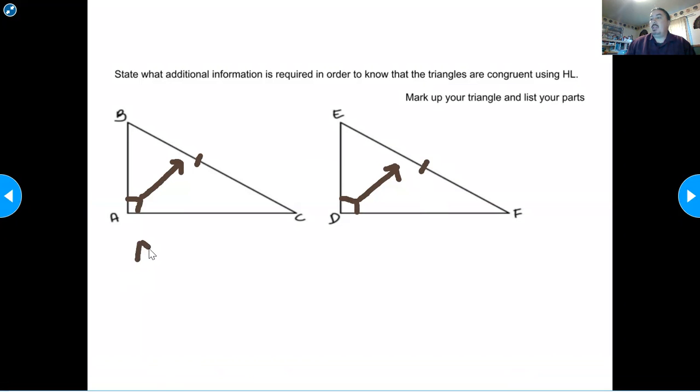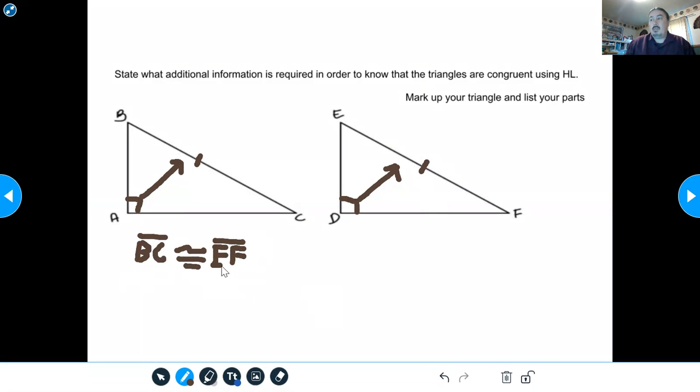I need to know that BC is congruent to EF. List those parts. If you cannot list those parts at this point of the year, go back and review. You really need to know how to do this. All right. Last part I need: I got my hypotenuse. I need to find a leg.